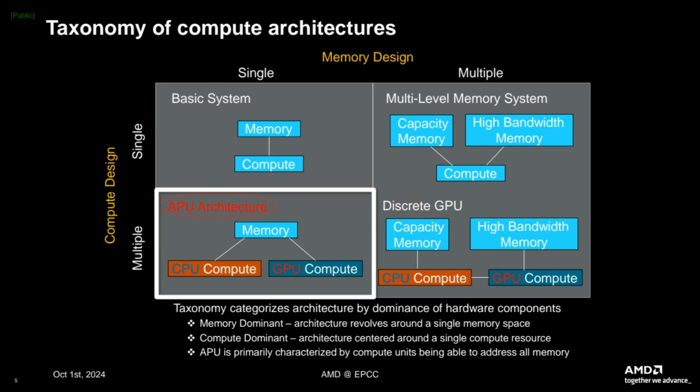The APU, on the other hand, sits on the bottom left of this diagram because, as you can see from this little cartoon, it has the same memory space for CPU and GPU. And this is really an important breakthrough in terms of what it means when you are programming it and also when you are porting your code from CPU to APU.